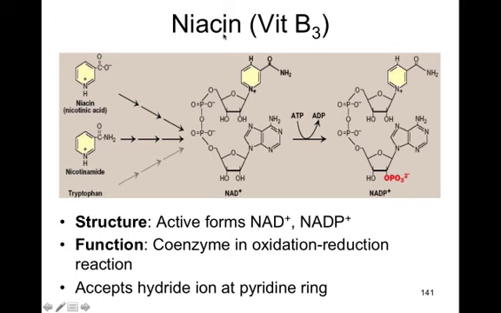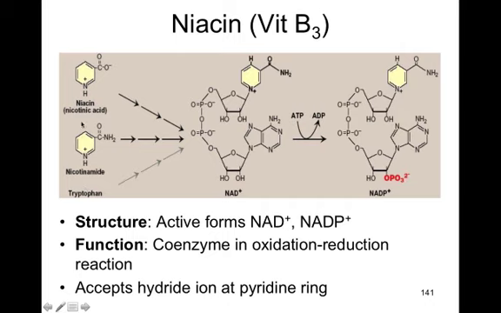The next vitamin here is niacin or vitamin B3. This is niacin, which is a pyridine derivative. You can scroll up a few slides and take a look at the basic pyridine ring. A major source of tryptophan is the turkey that we eat at Thanksgiving. And your body has a way of generating niacin using tryptophan as a base molecule.